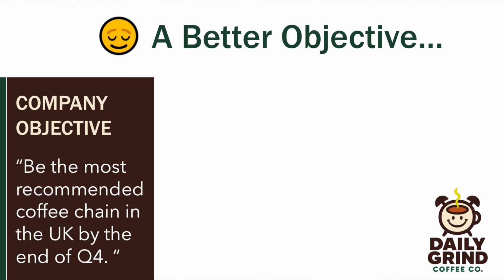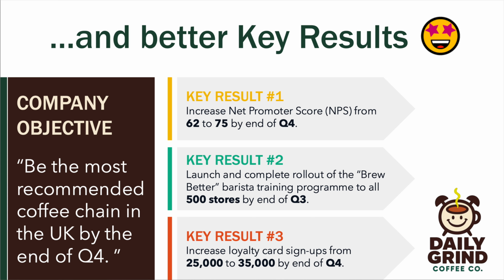It's not just about the sales, it's about so much more than that. And what you can also do is, because we've defined "be the most recommended," we can now already see what metrics and key results we might use to measure that, like net promoter score, brand loyalty, that kind of thing. If we go into the key results for this better written objective, key results could be increased NPS from 62 to 75 by the end of Q4.